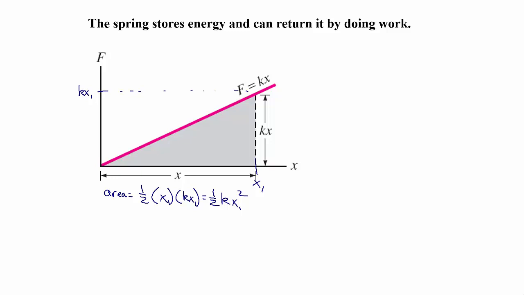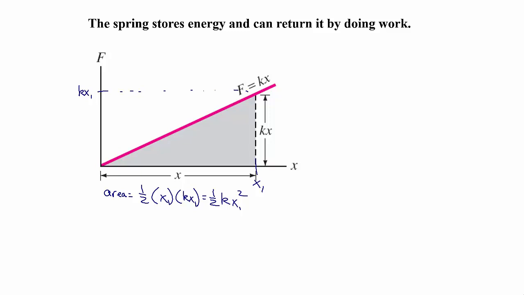To figure out whether that work is positive or negative, the easiest way is to look at whether the spring force is in the same direction that the object was moving, which means that the spring does positive work on the object, or whether the spring force is against the motion of the object, which means that the spring force does negative work. But the amount of work that's done as the spring goes from 0 to x1 is 1/2 k times x1 squared.